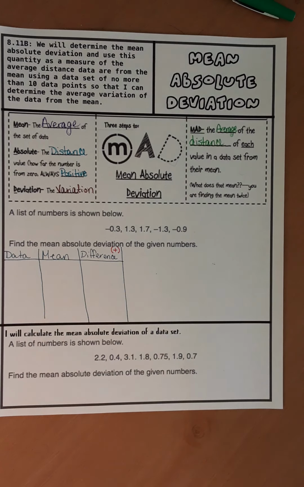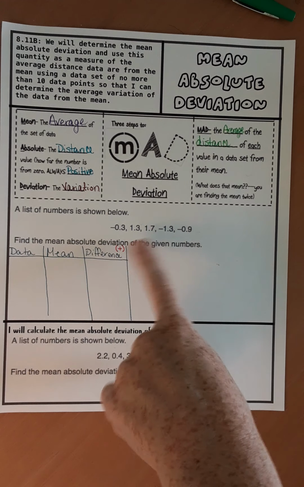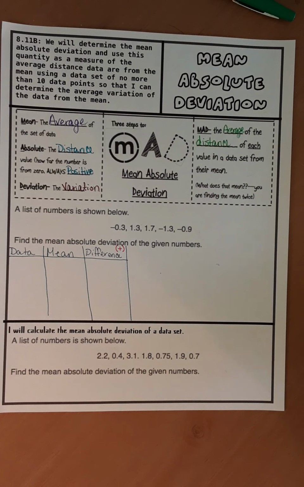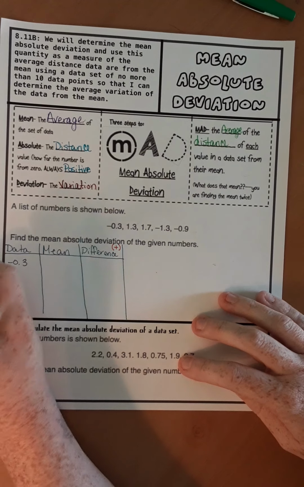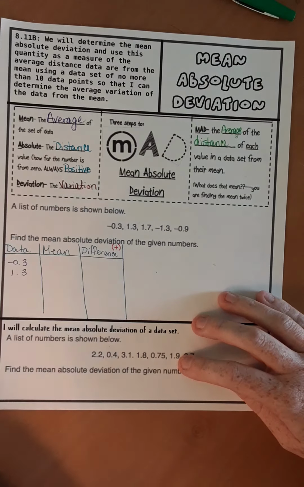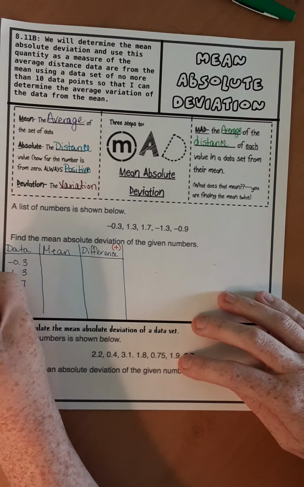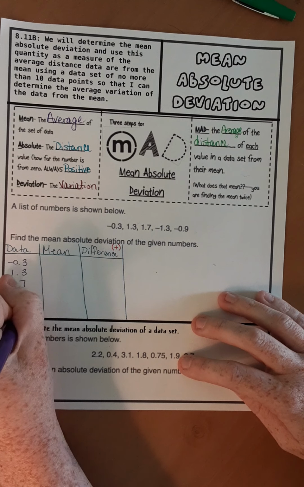So this question here says, a list of numbers is shown below. Find the mean absolute deviation of the given numbers. So we're going to start by putting the numbers that they give us here in the data column. We're just going to list what the numbers are. So we have negative 0.3, 1.3, 1.7, negative 1.3, and negative 0.9.